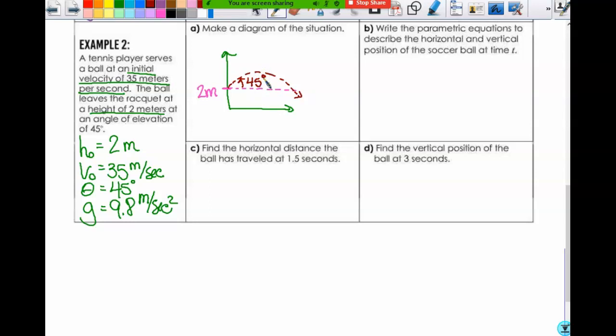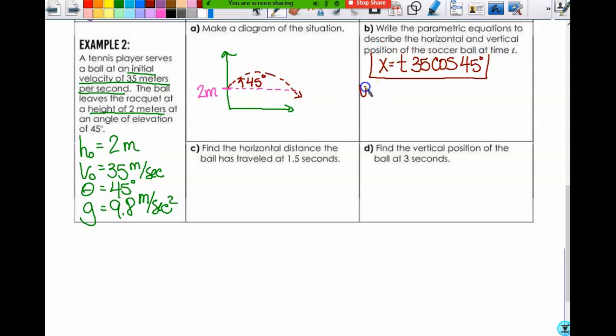So we write the parametric equations. All right, well, x equals time times the initial velocity, which is 35, times the cosine of the angle, which is 45. That's my x equation.